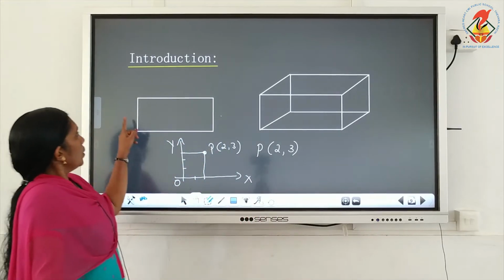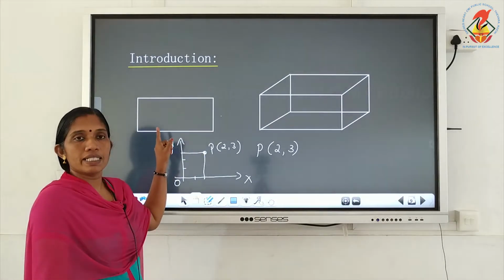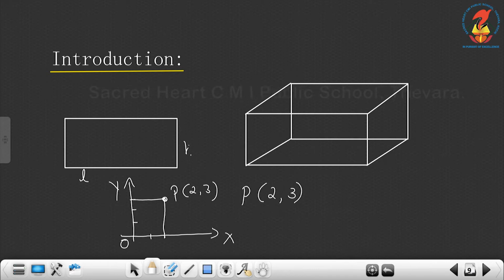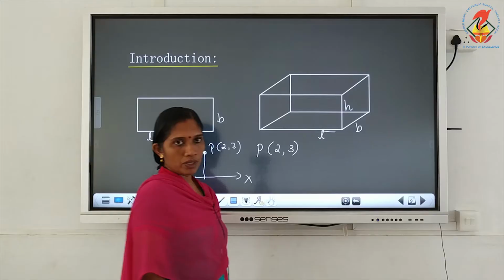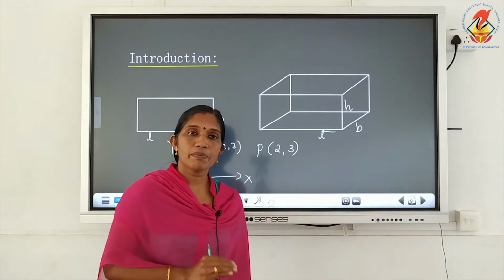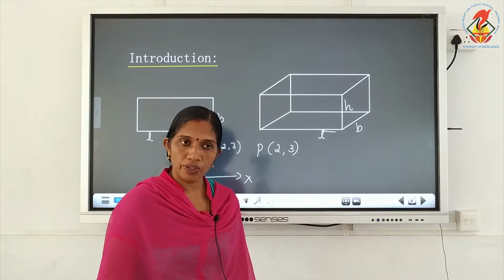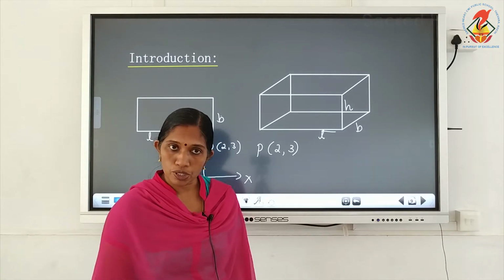Look at this rectangle. It is a 2D figure. It has only length and breadth. But this figure is a 3D figure. It is a cuboid. For this cuboid we have length, then breadth, then what else? It has height also. So a point in space has 3 coordinates. Not only x and y coordinates, z coordinate also.